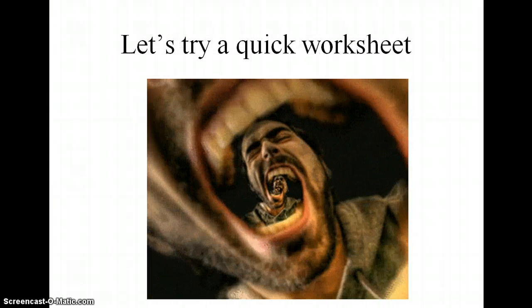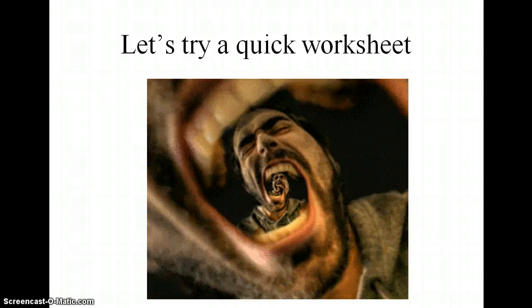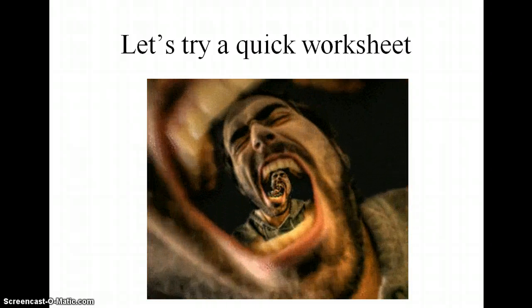Okay, time for a worksheet. Can't remember why I use this GIF now. I was thinking it's just a guy screaming because I'm in the worksheet.